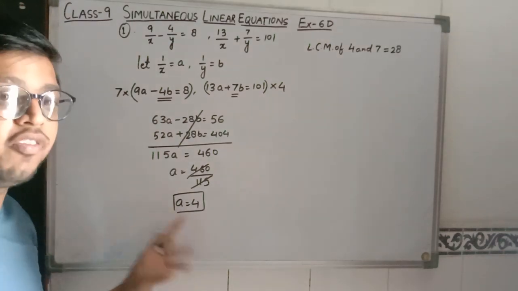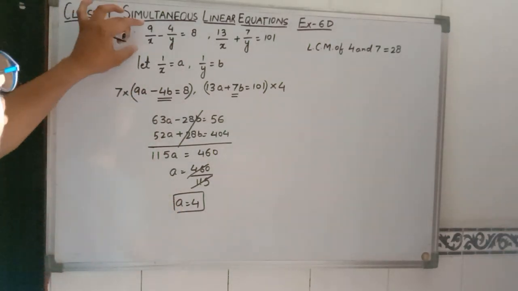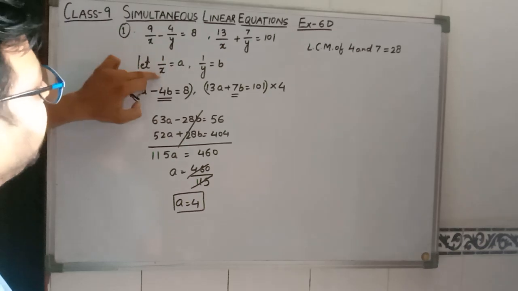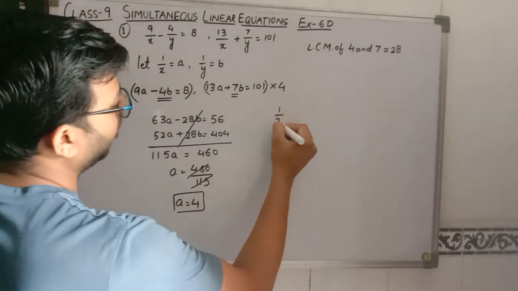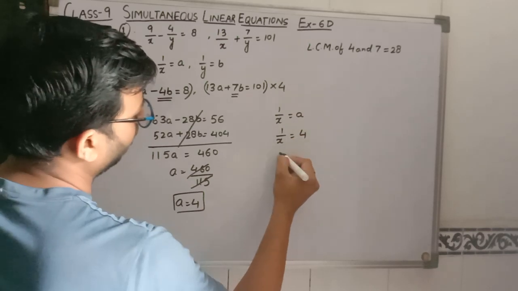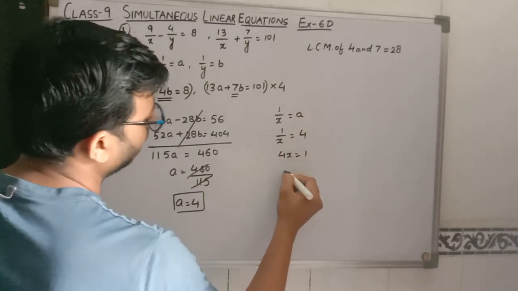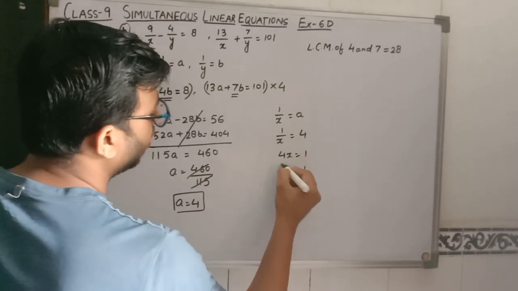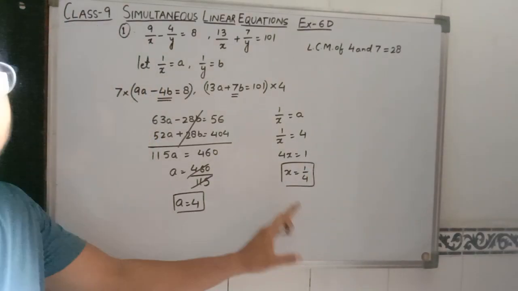This is the value of a, but our question is in terms of x. So what have we considered? 1 upon x is equal to a. So when you place it, 1 upon x is equal to 4. So 4x is equal to 1. So the value of x will come 1 by 4. So that is the value of x.